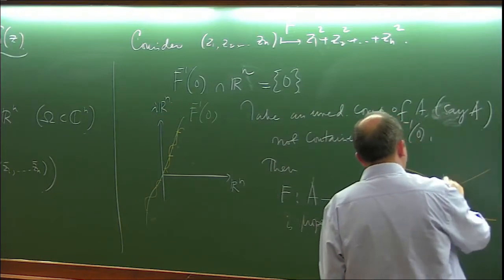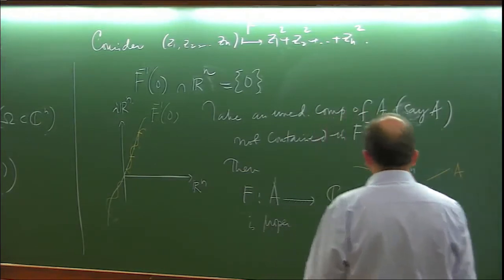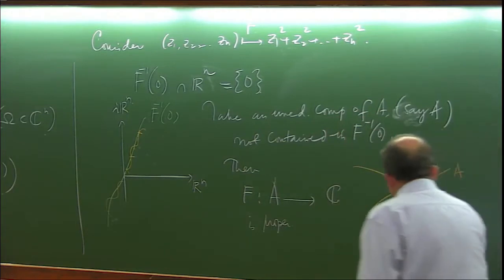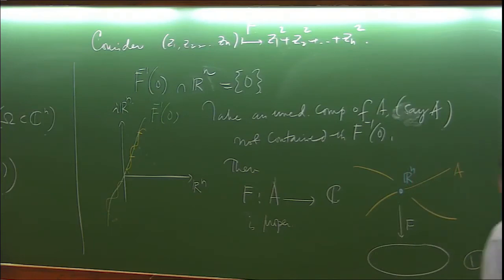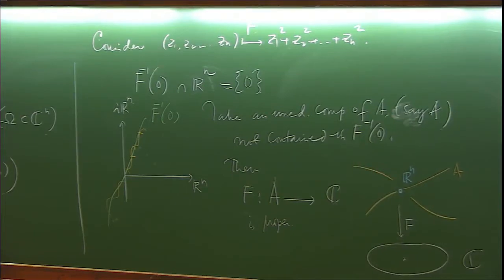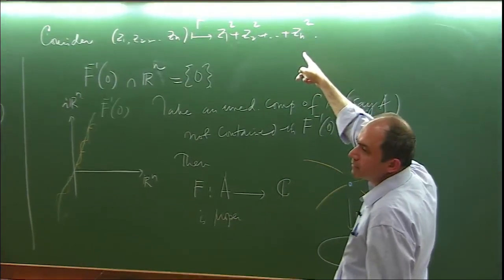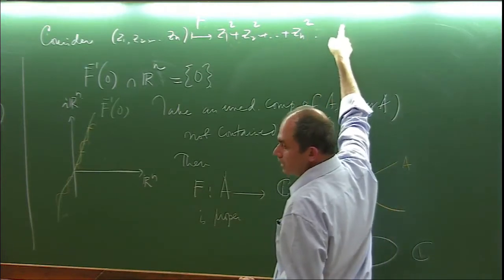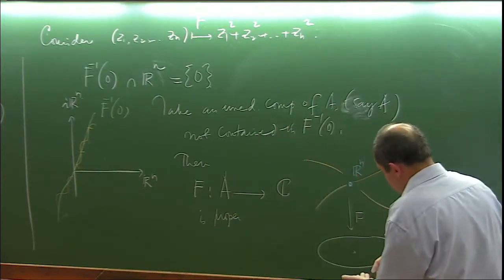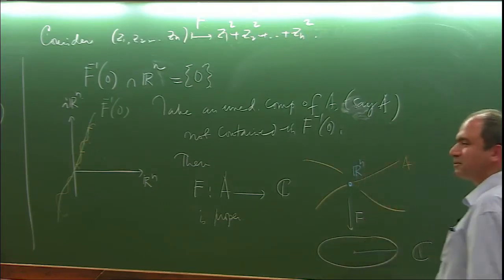The stuff in blue is Rn. This is A, and this is my sum of squares projection here. So I'm in C. 0 goes to 0, and what is the image of Rn under this map F? If I take real points, this is going to be bigger than or equal to 0. Which means that F takes values in this disk apart from the positive x-axis here.